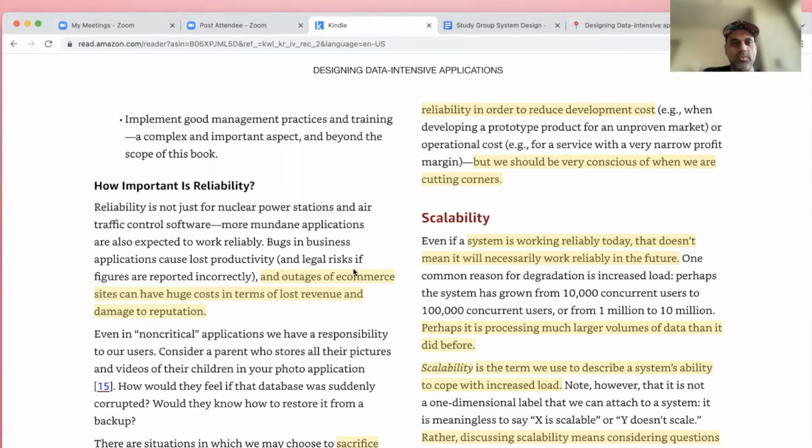Absolutely. All right, so let's move on. We're almost at scalability, which is great.